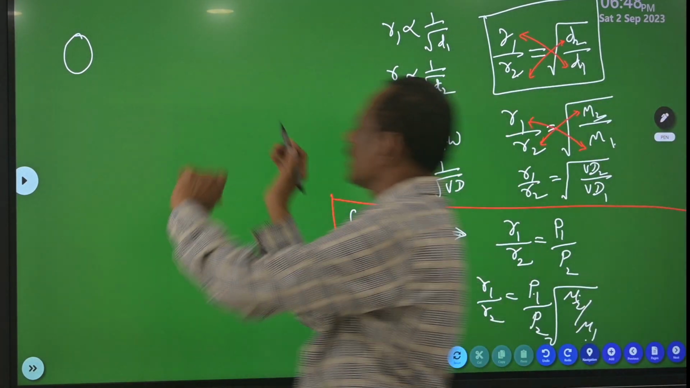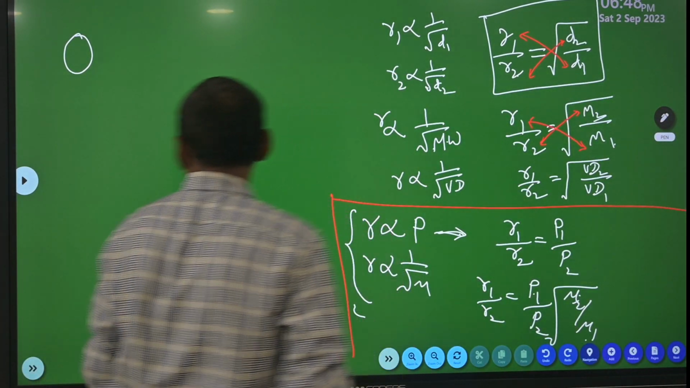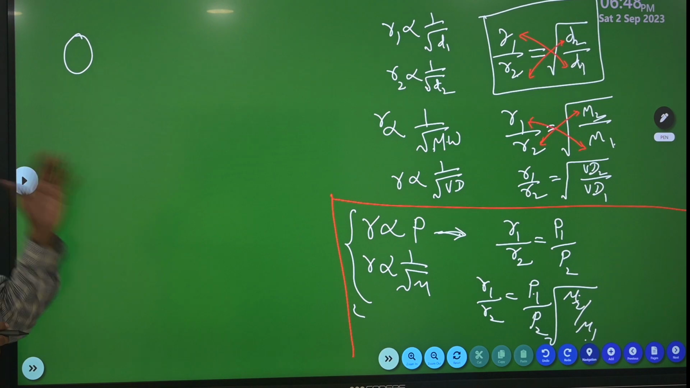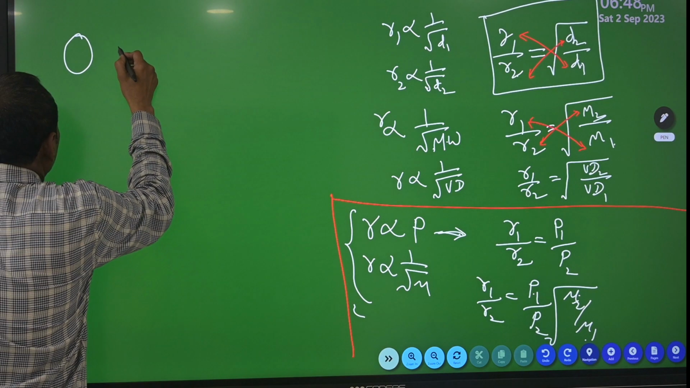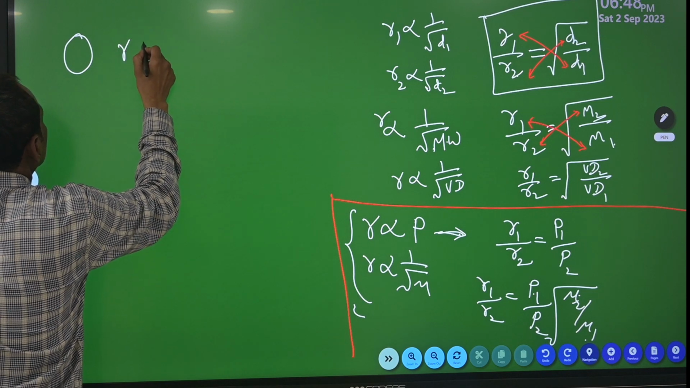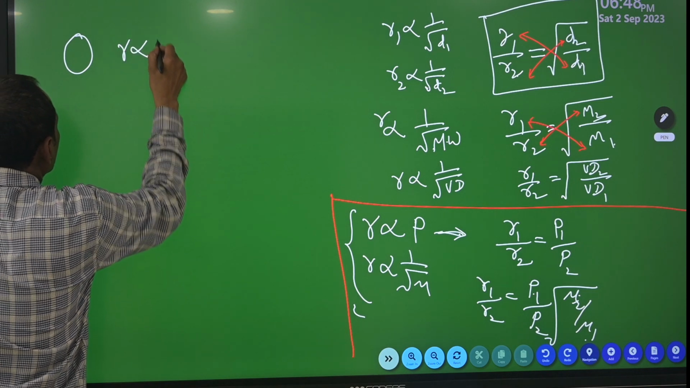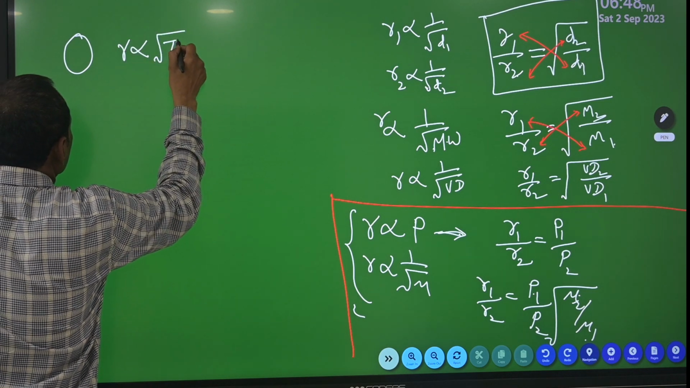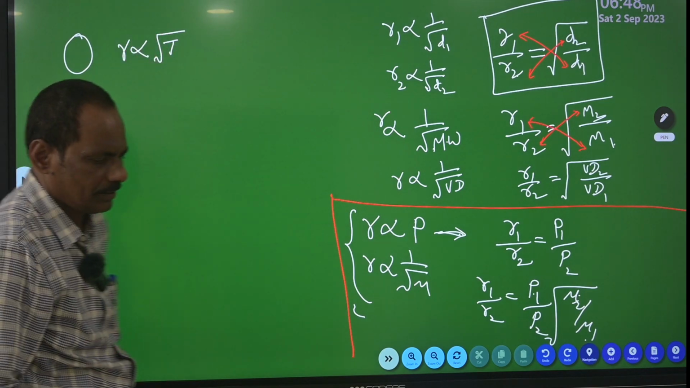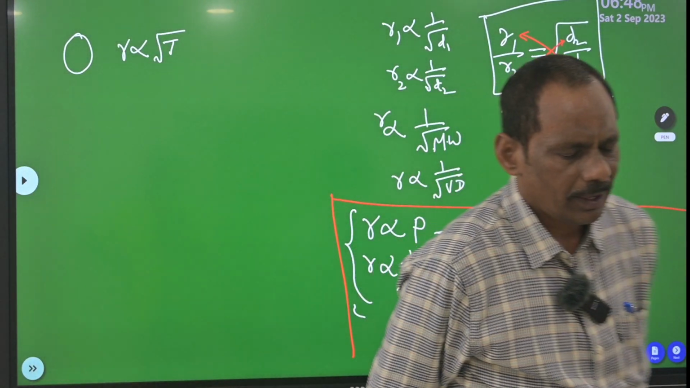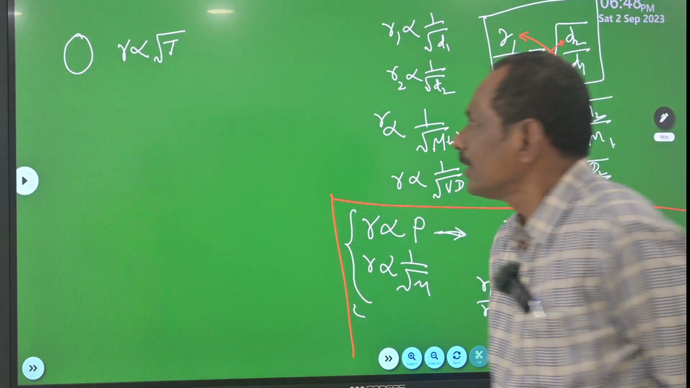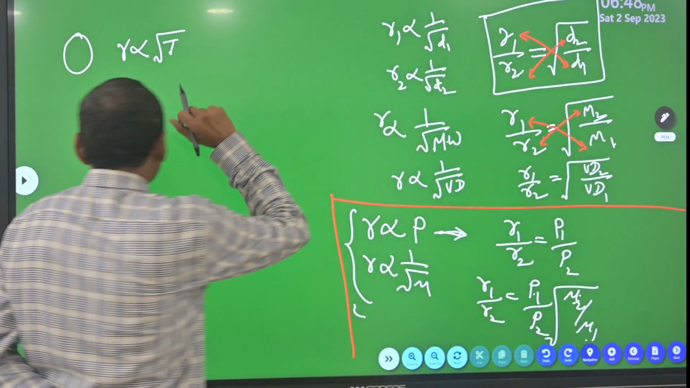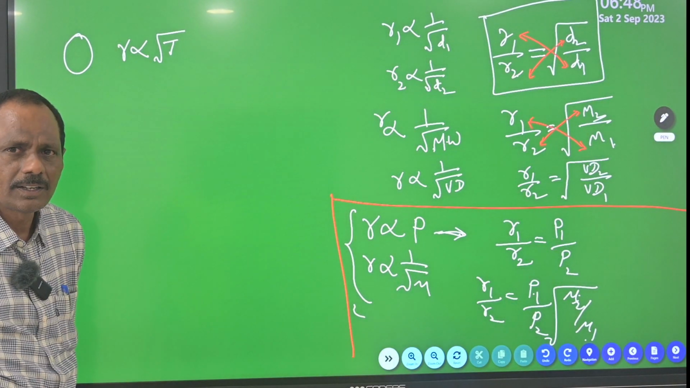Compare the relation between the rate of diffusion versus temperature. The rate of diffusion of a gas is directly proportional to the square root of its absolute temperature. Friends, how did we get this relation?